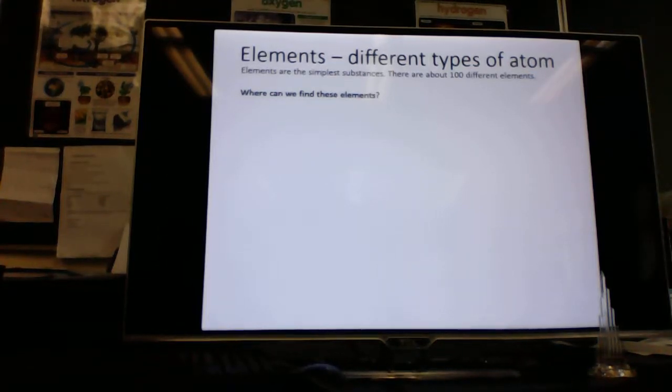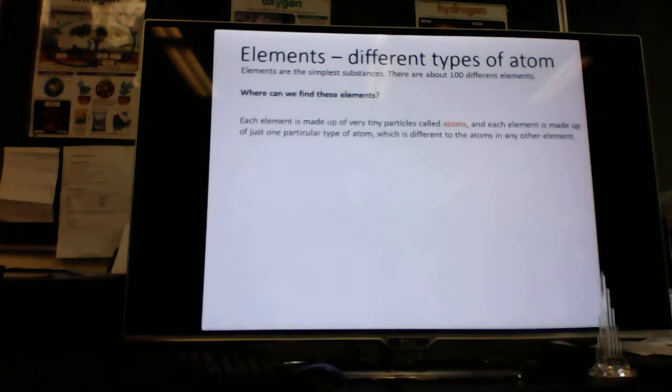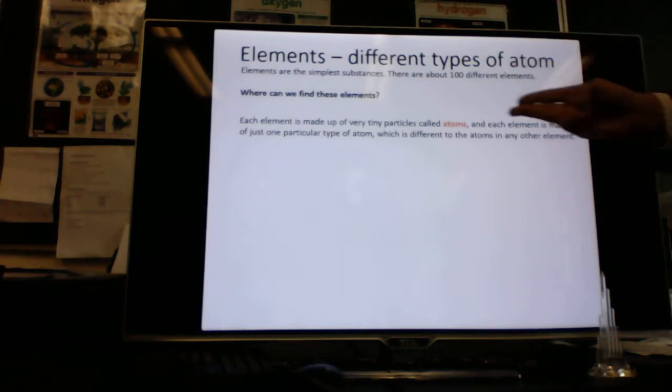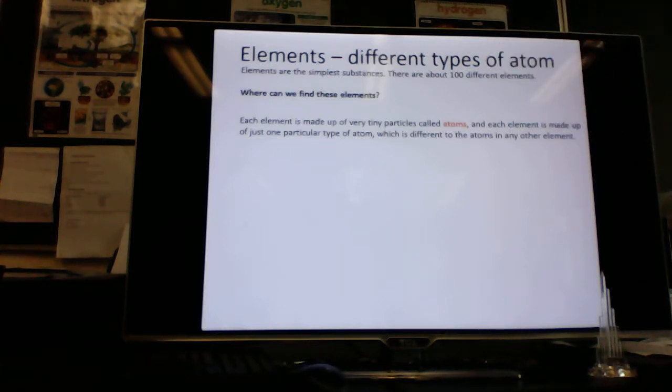Okay, so what we're going to be looking at today is how elements contain different types of atoms. So, where can we find elements, I hear you ask? The periodic table? Elements are basically made up of very tiny particles called atoms. So really tiny. And each atom in an element is made up of just one type of atom. Now that's really important because I quite often ask that as an exam question.